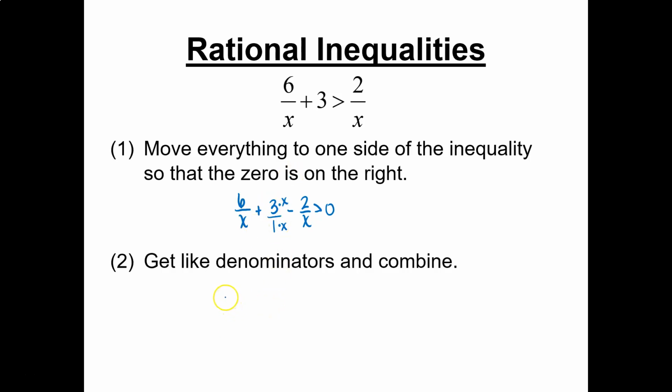So we will have 6 plus 3x minus 2 on the top. And then the denominators, all of them are just x, so you're going to write x one time, right? Because when we add or subtract fractions, we add and subtract the numerator, the denominator just stays the same. And then we want to combine here, so we would end up with 3x plus 4 over x is greater than 0.